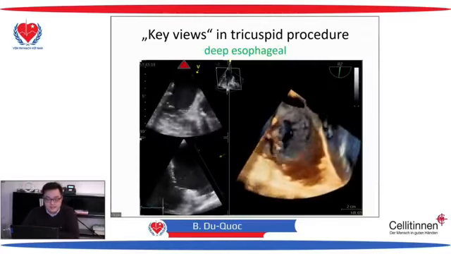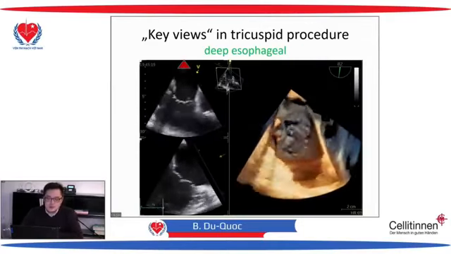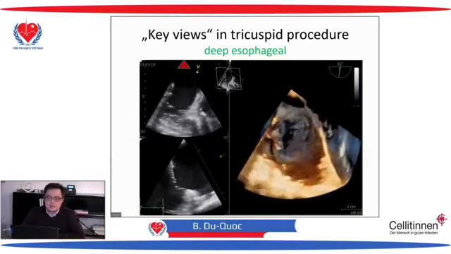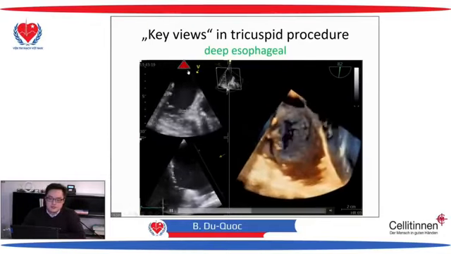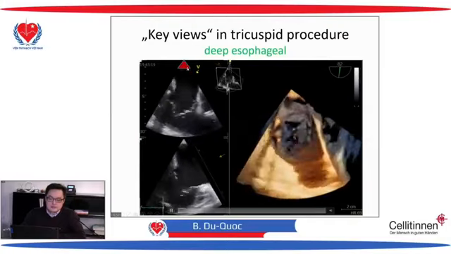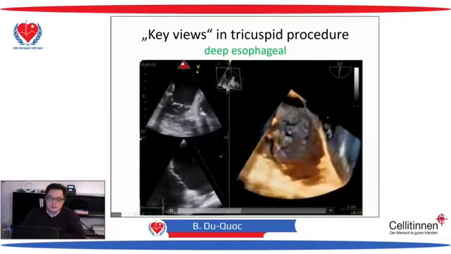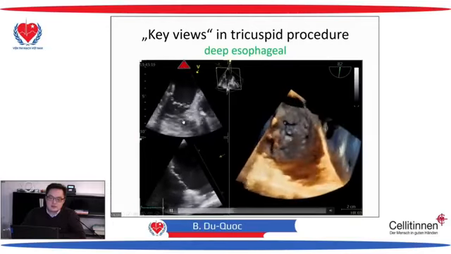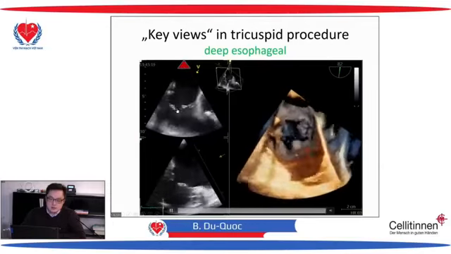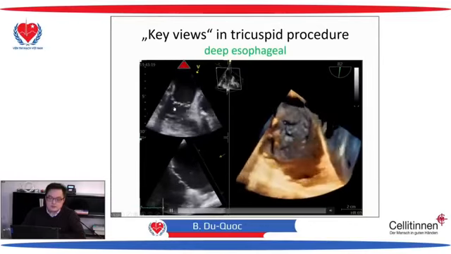So, and the next view, which is very important, this is the deep esophageal view. So, the point is, this view is important because your transducer is close to the right atrium, and you have a direct orthogonal view to the tricuspid valve.